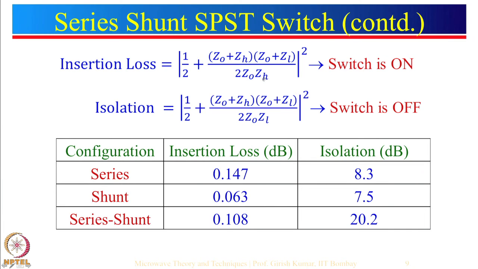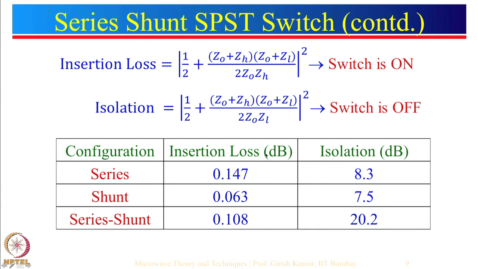So, this is the insertion loss when the switch is on, and this is the isolation. If you see the two expressions, there is only one small change between them, and that is this is ZH and this is ZL. So, ZH is high. If it is high, this component will be small, hence insertion loss will be small. If ZL is small, that means this component will be large and hence isolation will be large.